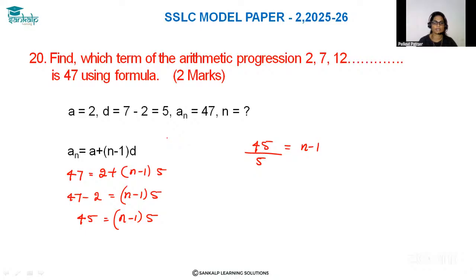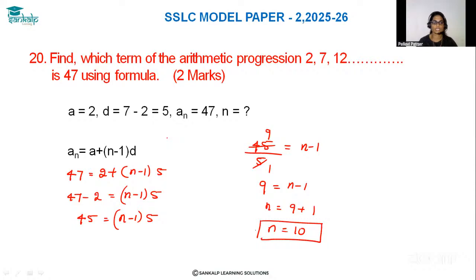5 ones are 5, 5 nines are 45. So 9 is equal to n minus 1. Add 1 to both sides. So n is equal to 9 plus 1, so n is equal to 10. Okay. So here the 10th term of the arithmetic progression 2, 7, 12 and so on is 47. Thank you.